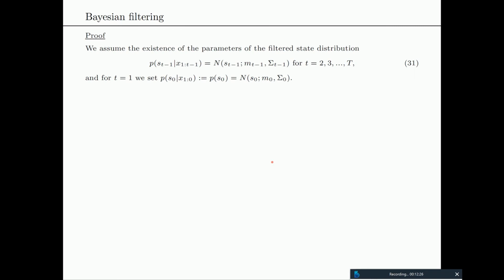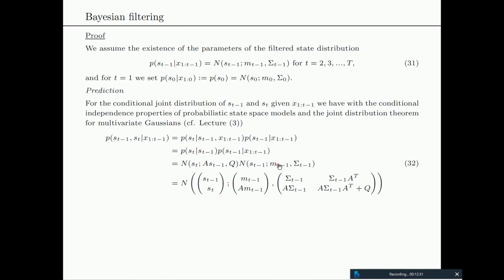prove or derive the filter equations, the Kalman filter equations, by basically using the definition of the linear Gaussian state space model to, for example, derive the prediction equation by first considering the joint distribution, in this case of s_{t-1} and s_t, based on what one has in this recursive fashion. And then, because it's a Gaussian joint distribution, one can use the joint Gaussian theorem to write down the joint distribution. And then one has the joint distribution, and then one can condition.